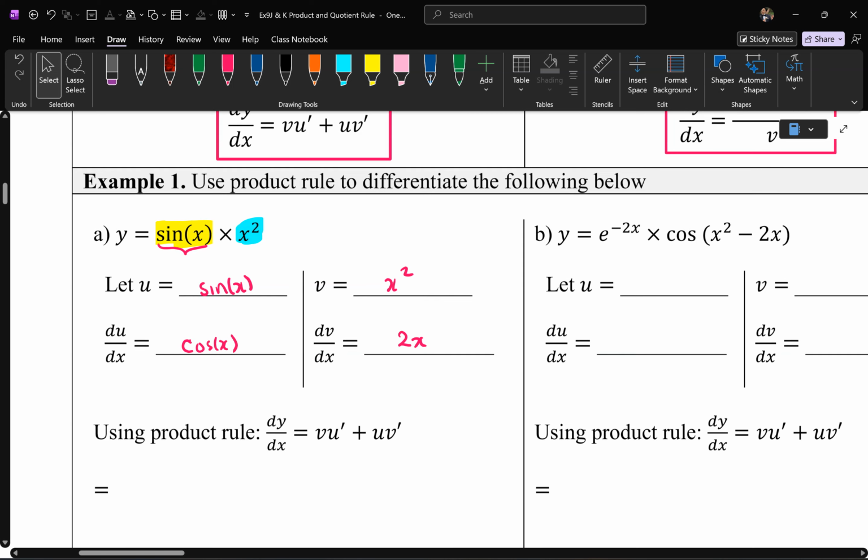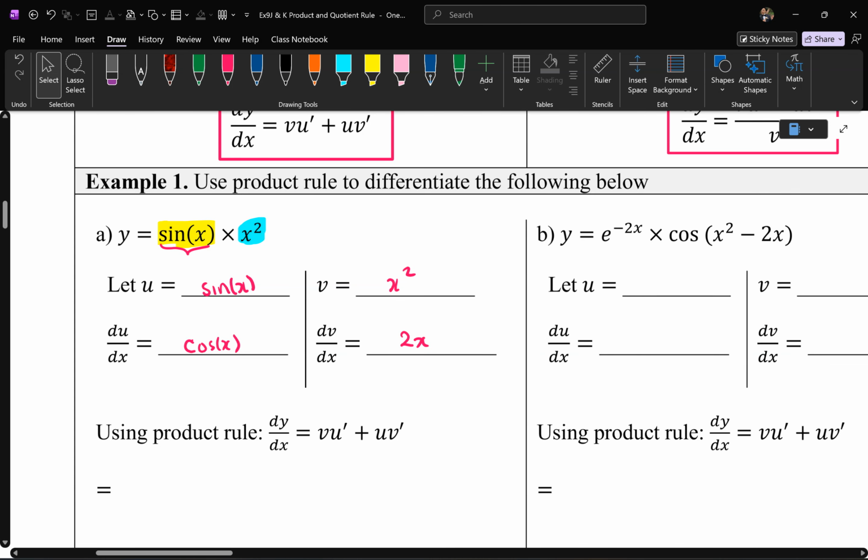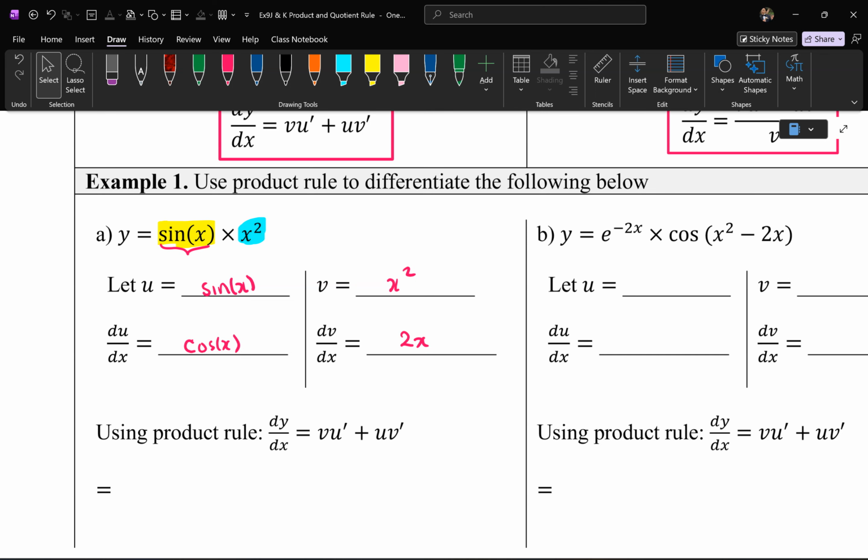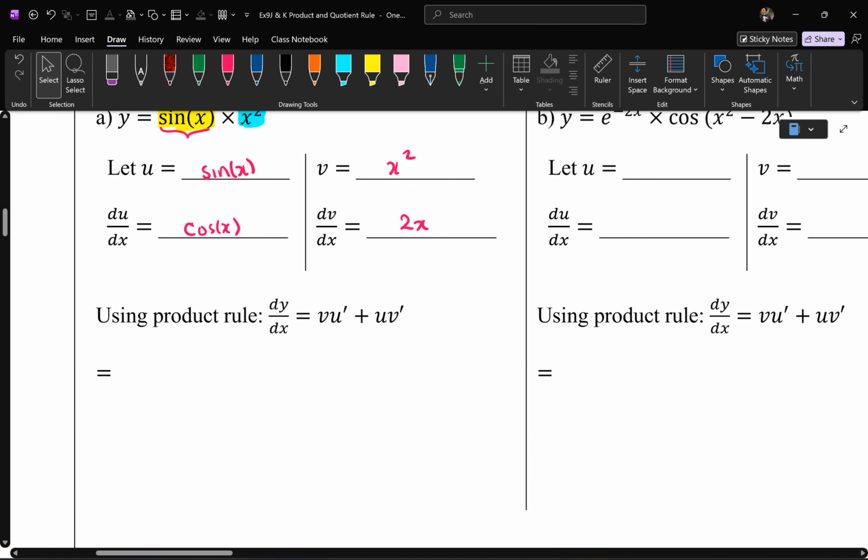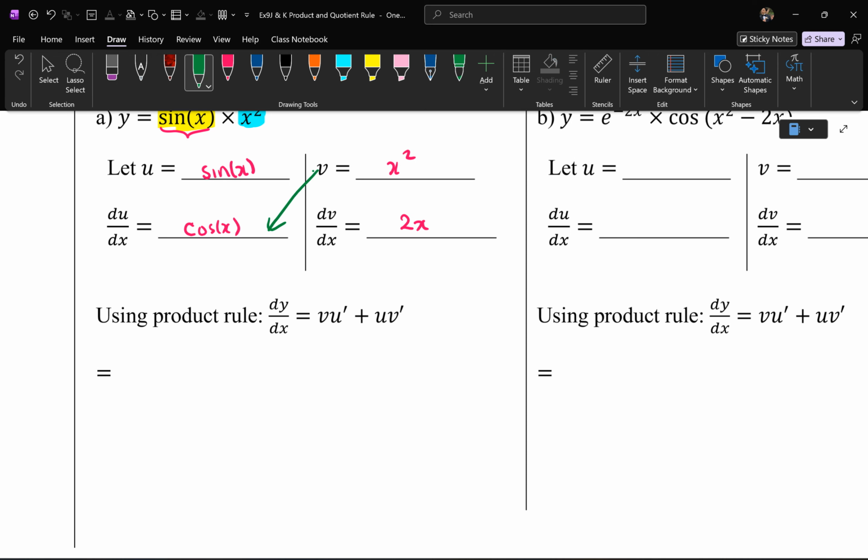Then the rule, we know it's a product rule because they're timesing each other. Product rule is vu dash plus uv dash. So you keep v, times it to the derivative of u. You keep u and times it to the derivative of v. So in this case, if you order it correctly, it should look kind of like this. v times the u dash, and then u times the v dash.